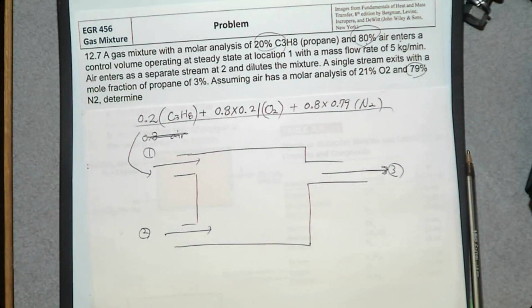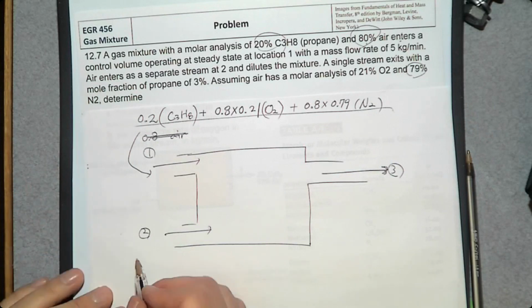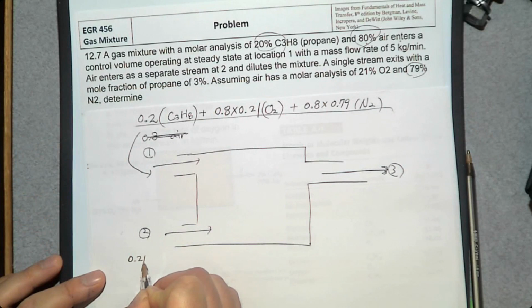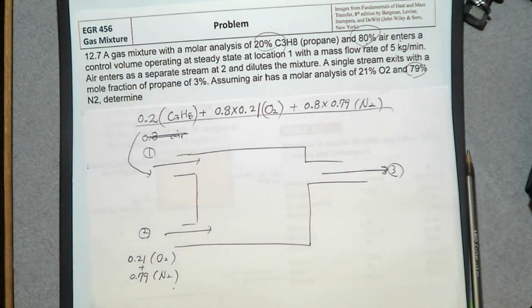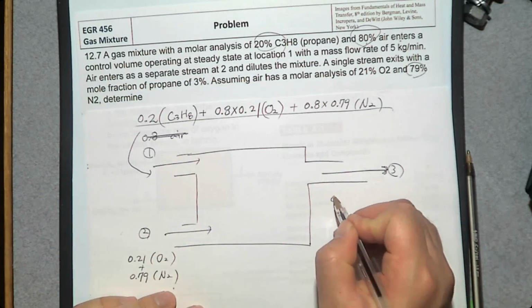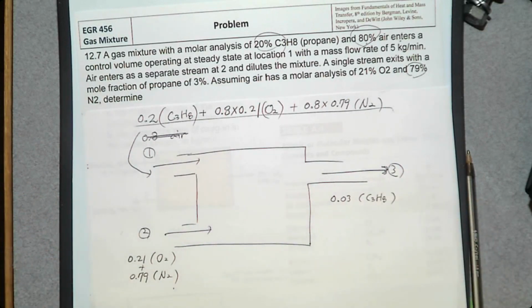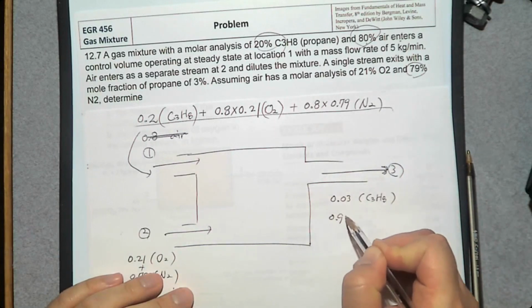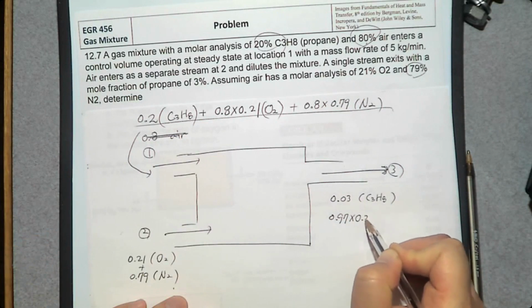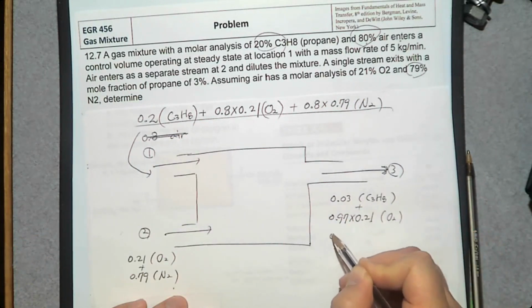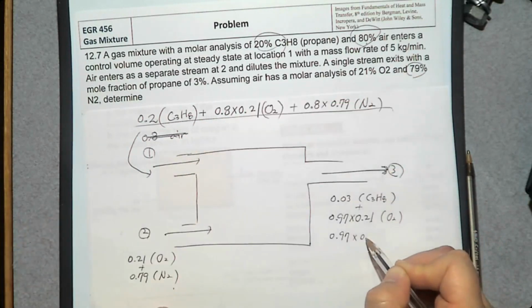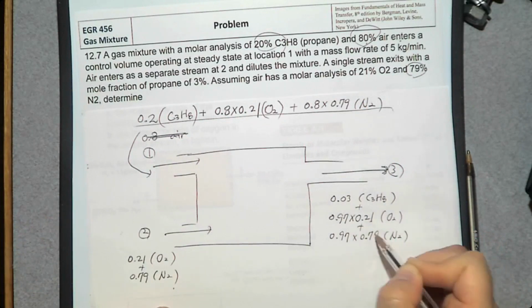And we only have air entering this chamber at number two. So we have 0.21 of oxygen and 0.79 of nitrogen. And at the exit, we have 3%, 0.03, propane C3H8. And so 97% at the exit is going to be air. So the oxygen at the exit is going to be 0.97 times 0.21, and nitrogen at the exit is 0.97 times 0.79. So that's what we know.